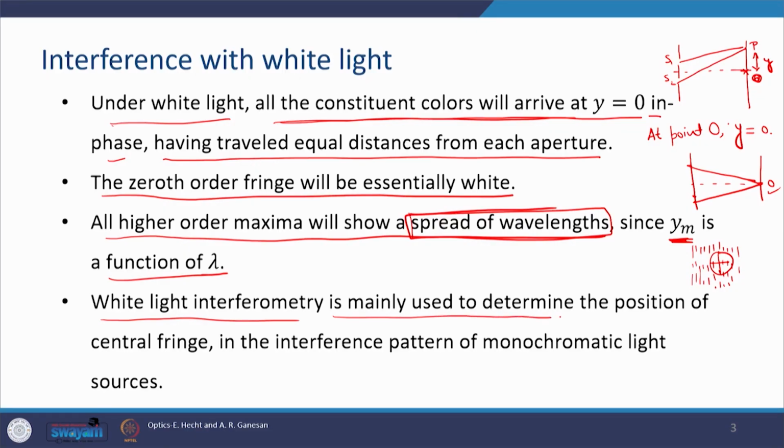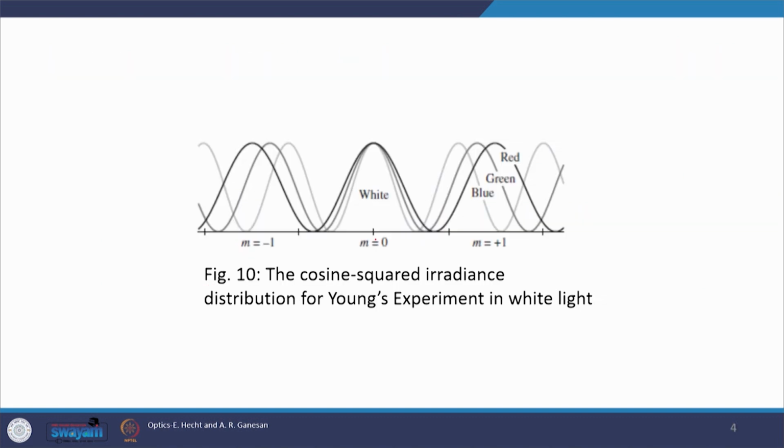And this is what is written here. White light interferometry is mainly used to determine the position of the central fringe in the interference pattern of monochromatic sources. In white light fringes, as discussed in the last slide, the central fringe is white, because in the central fringe the maxima of all colors coincide, while the higher order maxima for different colors are formed at different places.